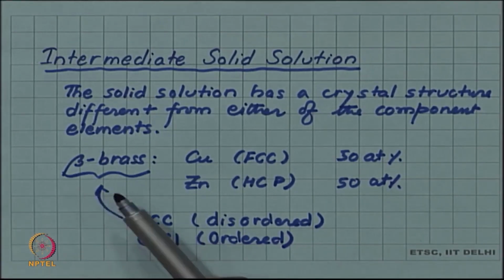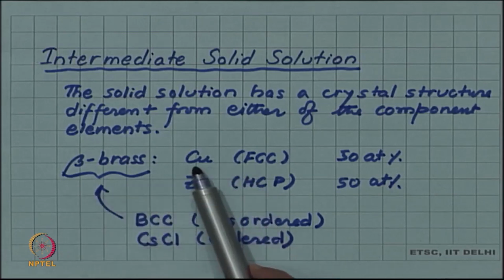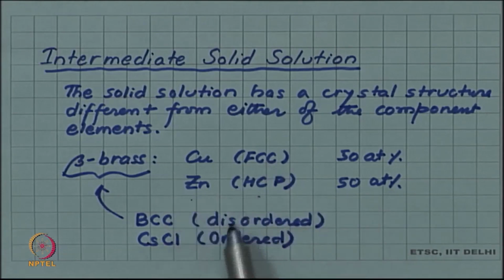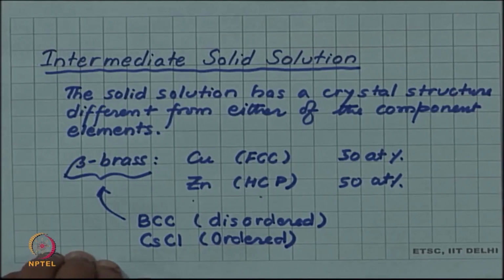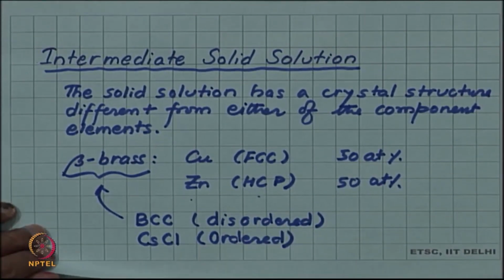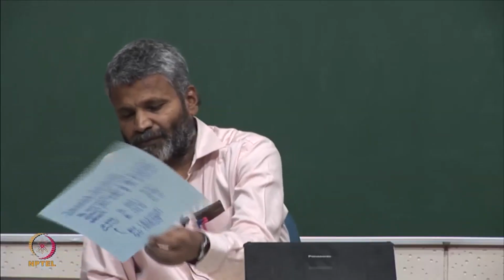This solid solution is neither based on copper, otherwise it would have had an FCC structure, nor on zinc, in which case it would have had an HCP structure. So, beta brass has a structure different from either of the component elements, so this will be known as an intermediate solid solution. With this we have covered all the topics of solid solution, and we are now ready to go and look at crystal structures based on carbon.